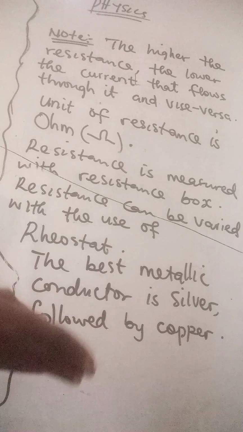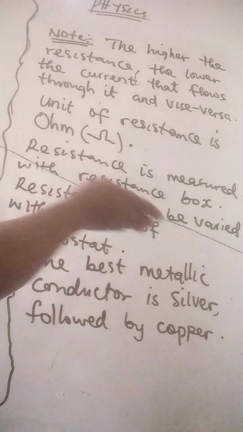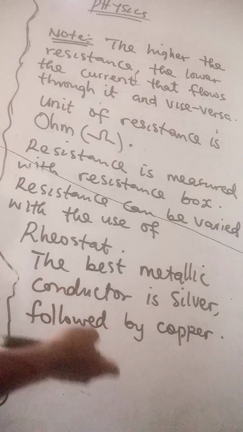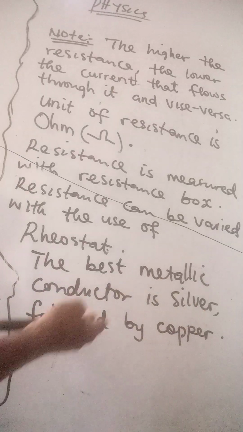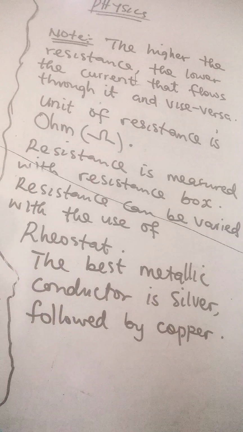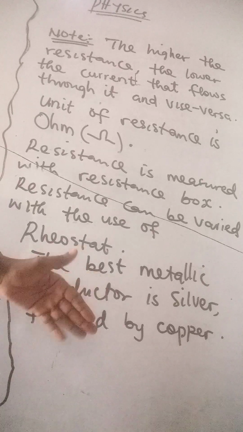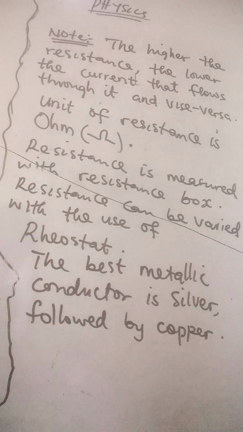But can you tell us the reason why silver is not used in manufacturing wire? Why is it copper that is commonly used? You must have heard of copper wire. The reason is that silver is more expensive than copper. That is why silver is not used for making the wire that we see commonly around us.